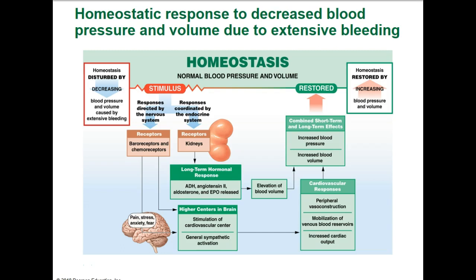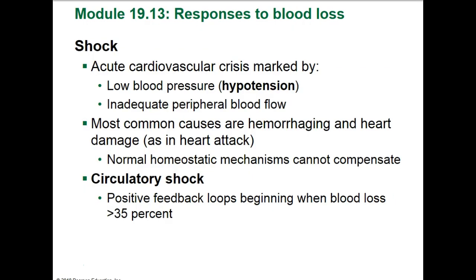Okay, so this table puts all of that together. Homeostatic responses to decrease blood pressure and volume if you have extensive bleeding. So I would spend some time and look at that chart. I think that would be a particularly good one for you to look at as you move along. And I think we are going to stop there, and we'll talk about 19.13 next.